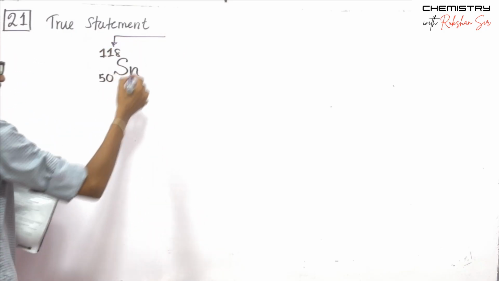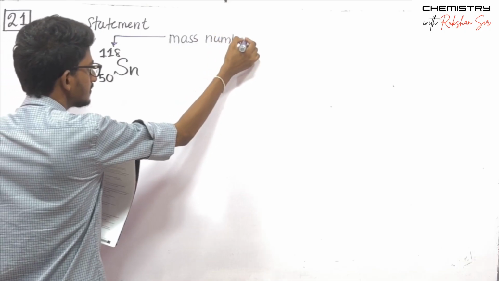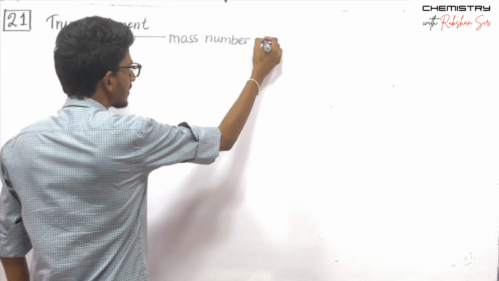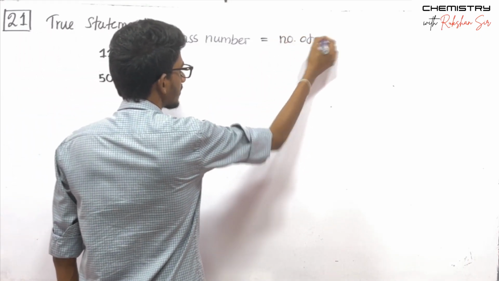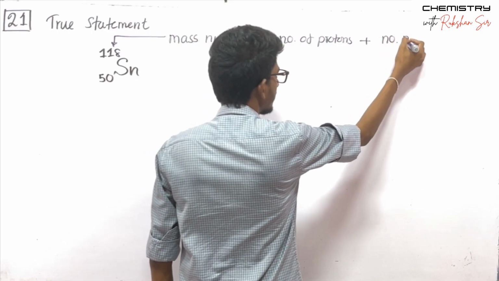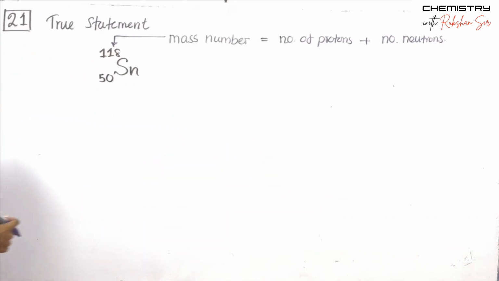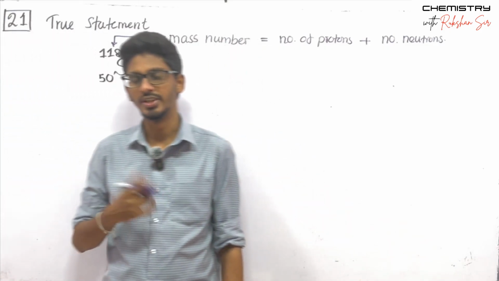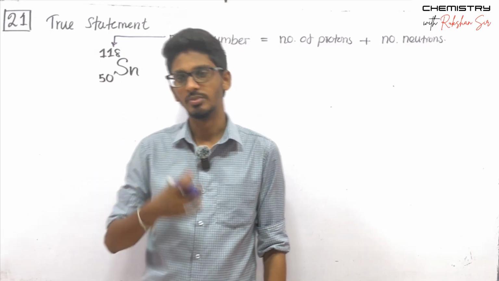This 118 is actually your mass number. Mass number is the summation of the number of protons plus the number of neutrons. The mass of an atom is due to the protons and neutrons. The mass of electrons is negligible, so there is not much contribution from the electrons to the mass of the atom.